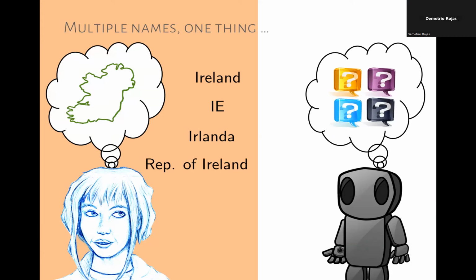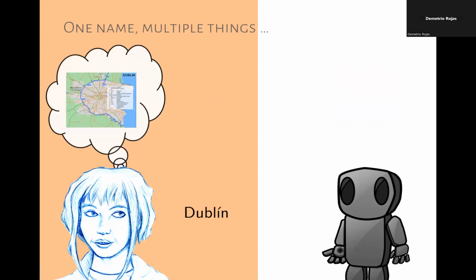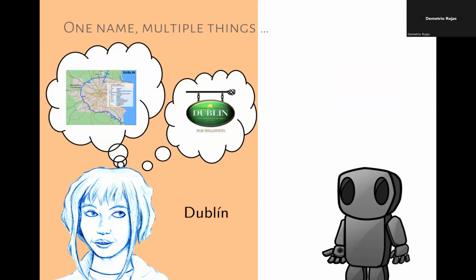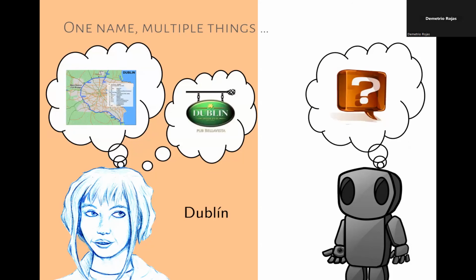And if you worked with data, you might have had this problem where you have two different data sets. They talk about the same thing, but using different names, and it's very difficult to align them. So we can also have the case of one name for multiple things. For example, Dublin, which is the capital of Ireland, or Dublin, which is an Irish bar in Bella Vista. So we have the same name, and it refers to two different entities. In this case, of course, the machine might think that there's only one thing, that they're the same, when they're not.